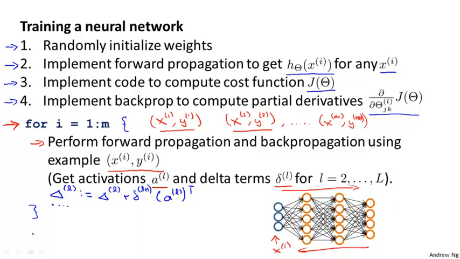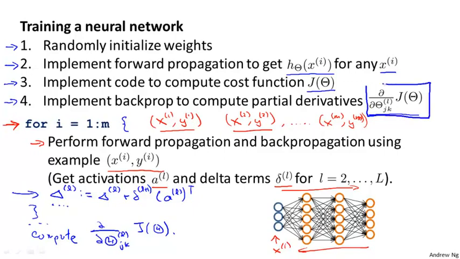And then finally, outside the for loop, having computed these delta terms, these accumulation terms, we would then have some other code that will allow us to compute these partial derivative terms. And these partial derivative terms have to take into account the regularization term lambda as well. Those formulas were given in an earlier video. So having done that, you now hopefully have code to compute these partial derivative terms.